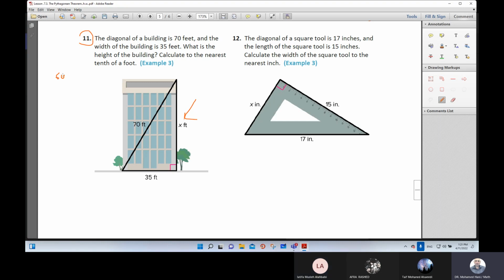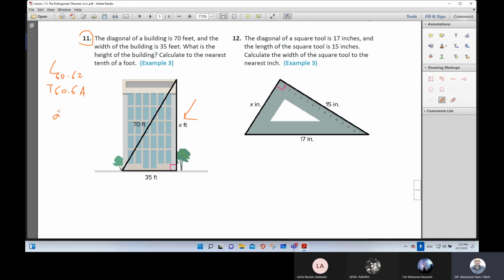60.62. Thank you, Latifa. Who has a different answer? Mr. 60.6. 60.6. Thank you. Who has a different answer? Mr. The same answer. Thank you, Afra. Check with me.